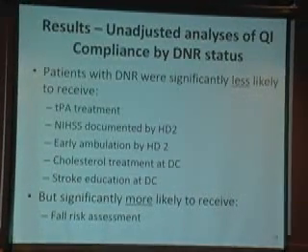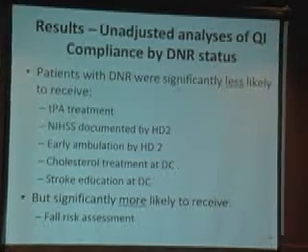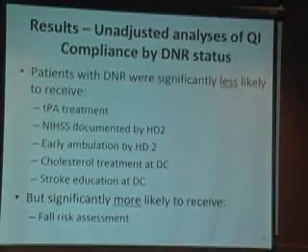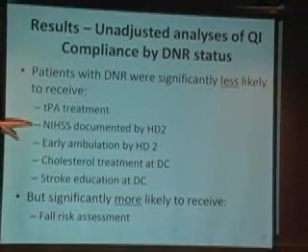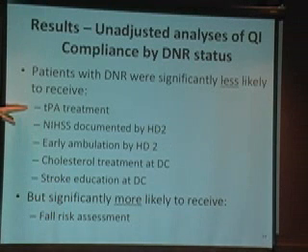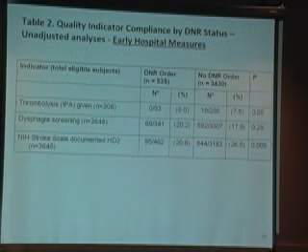So, what did we find in terms of the relationship between DNR and quality of care? In our unadjusted analysis, DNR patients were significantly less likely to get TPA treatment. Hardly anybody got TPA in this whole data set. They were less likely to have stroke severity documented. They were less likely to be early ambulatory by hospital day 2. They were less likely to be on cholesterol treatment and to have stroke education at discharge. But for some reason were significantly more likely to receive full risk assessment.